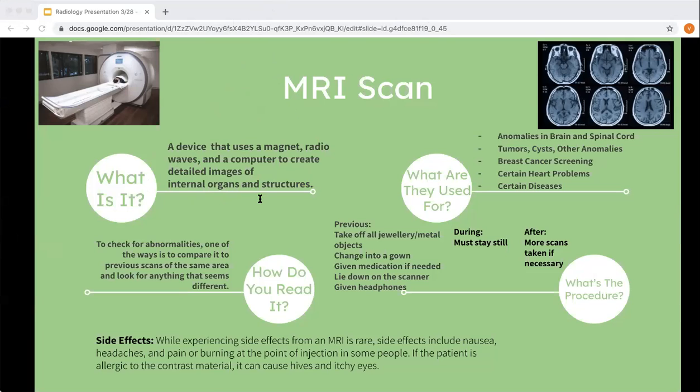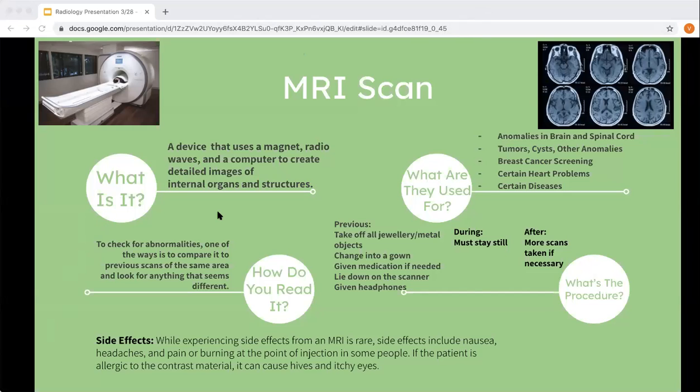They are used to spot anomalies in the brain and spinal cord, tumors, cysts, breast cancer, certain heart problems, and certain diseases. These heart problems and diseases include pericarditis, inflammation of the tissue that surrounds the heart, and tumors. To check for abnormalities, one of the ways is to compare it to the previous scans of the same area and look for anything that seems different. You can also compare the MRI scans to other scans, like CT and CAT scans.